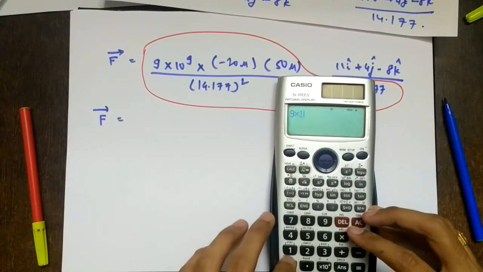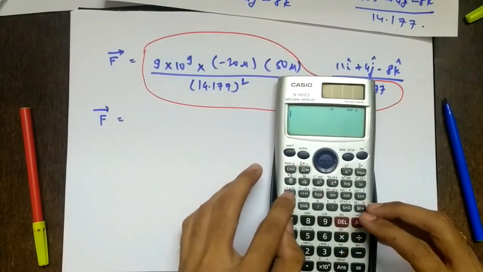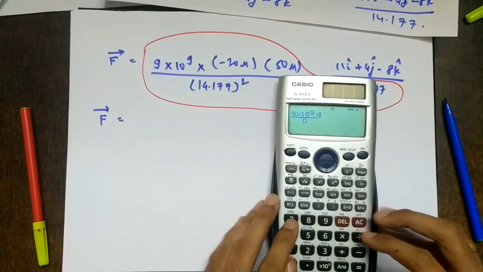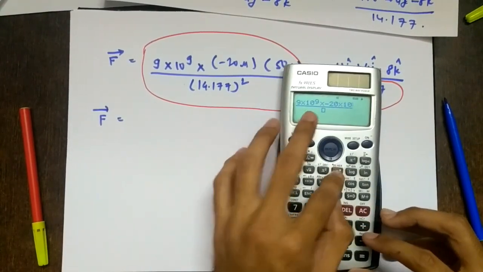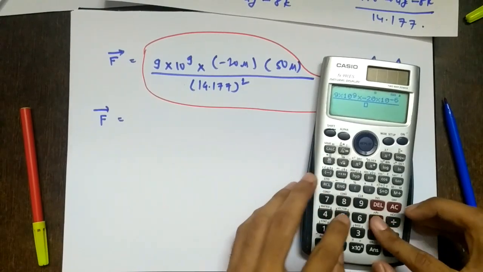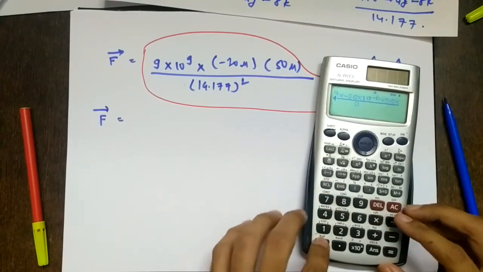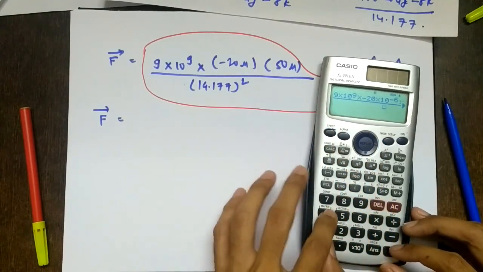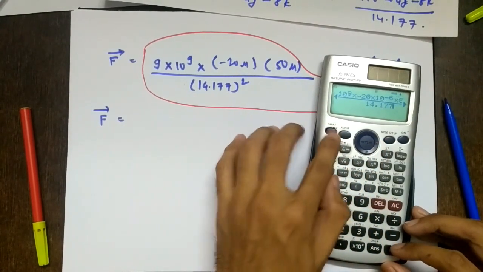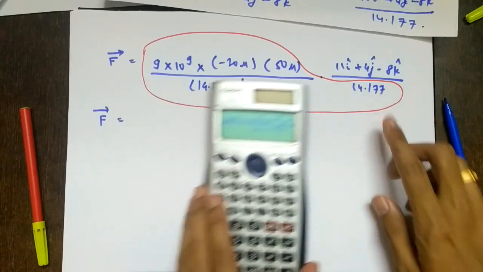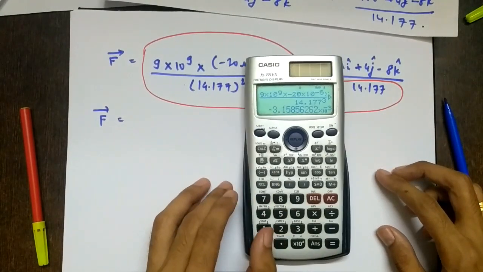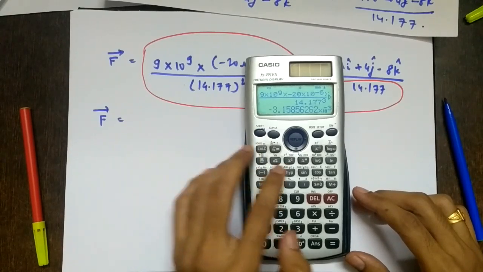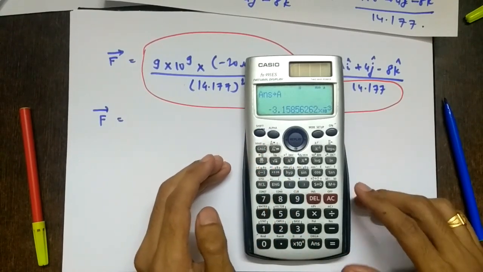So 9 into 10 raised to 9, into minus 20 into 10 raised to minus 6, because it is micro, into 50 into 10 raised to minus 6, upon 14.177 cube, because this is also here. So this is minus 3.158 into 10 raised to minus 3. Store this temporarily somewhere. I am storing it in A.